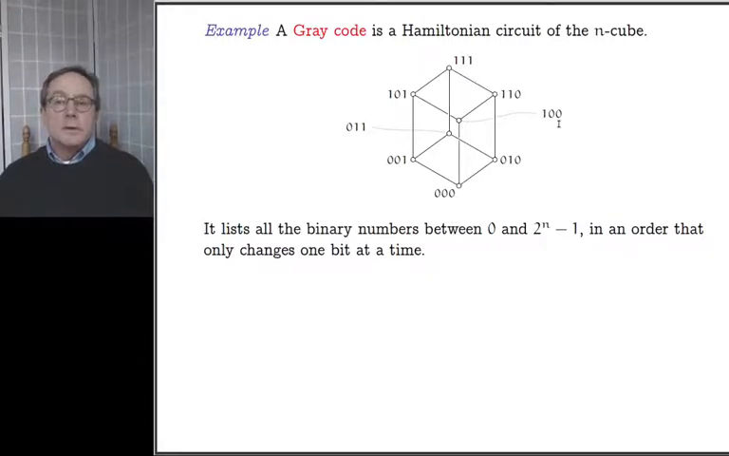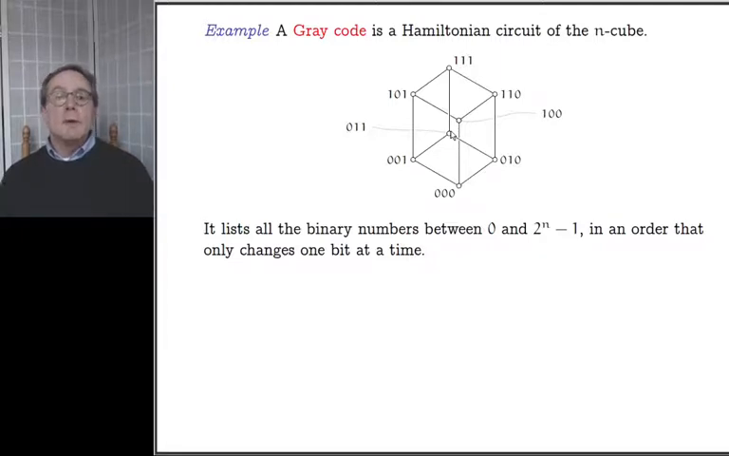A Gray code is when you make a Hamiltonian circuit of the n-cube. So the idea is that you're starting at the origin and you're going out to 1, 1, 1 in such a way that you visit every vertex. And you can do the simplest thing here. So let's see, what's the simplest thing? How about going over, over, over, and then up, over, and over? Okay, and now it lists all the binary numbers between 0 and 2 to the n minus 1 in an order that happens to change only one bit at a time. So for example, in going from 0, 0, 1 to 0, 1, 1, you only change the second of the 3 bits.